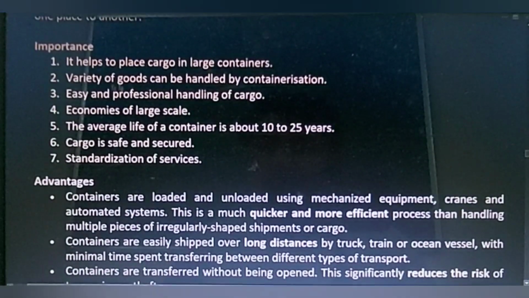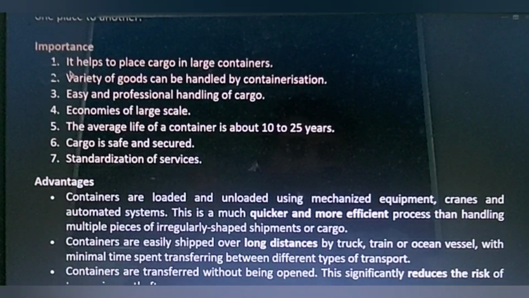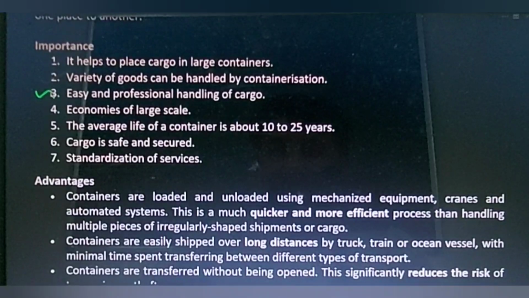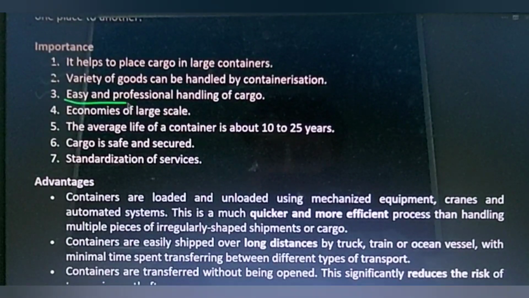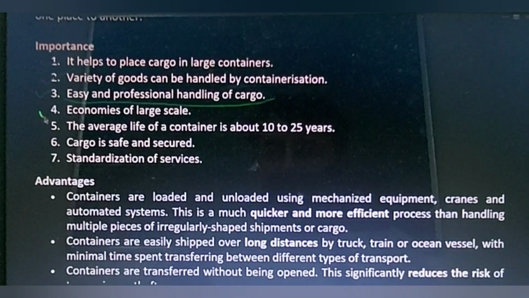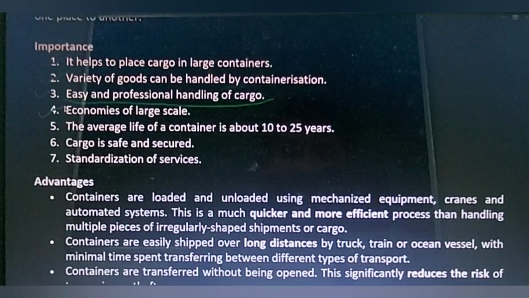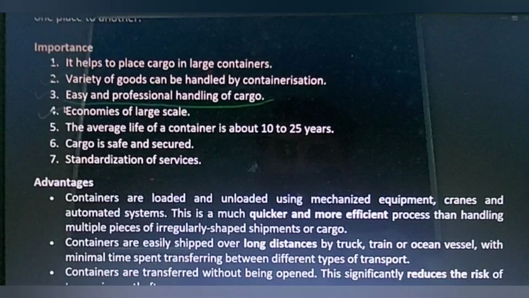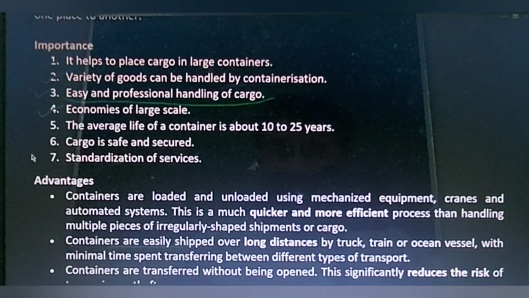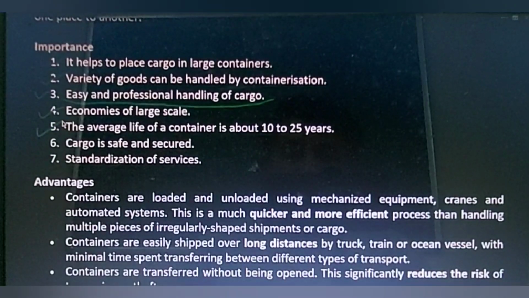Let's see. Basically, it helps to place the cargo in large containers. A variety of goods can be moved or transported through containers. Easy and professional handling of cargo. Now this is one of the most important advantages attached to containers. Then we have economies of large scale, because economies of large scale means when we are buying in lot, in wholesale, in huge quantity, that reduces the cost. And the average life of one container is about 10 to 25 years.